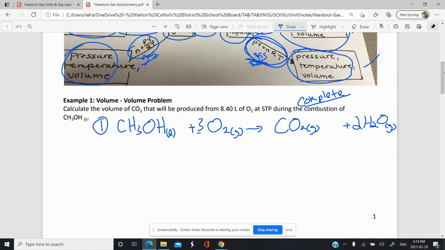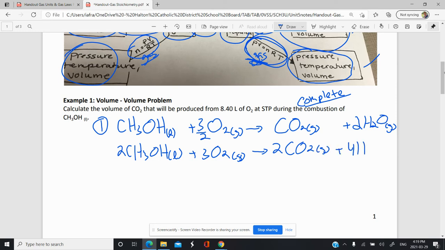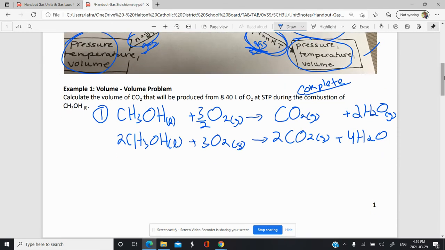So what I could do is I could make this 3 over 2, and then I can multiply everything by 2 and get 2CH3OH liquid plus 3O2 gas produces 2CO2 gas plus 4H2O. Now I think it's balanced. Let's double check. So two carbons. For hydrogens, I have eight hydrogens on both sides. For oxygens, I have 2 plus 6, 8. So 4, 8. So this is a balanced equation now. So that first step is just knowing how to balance your equations.